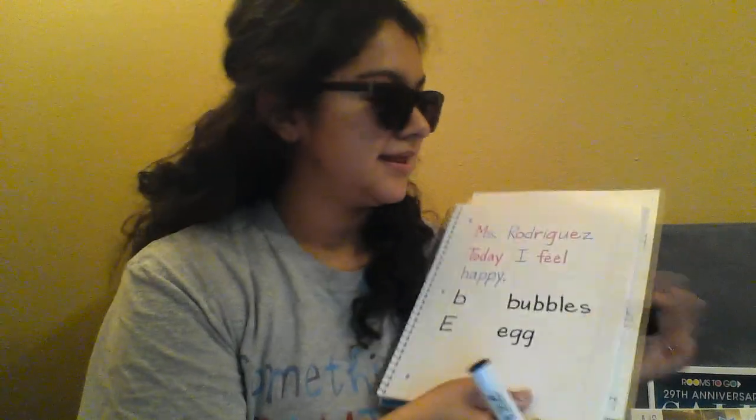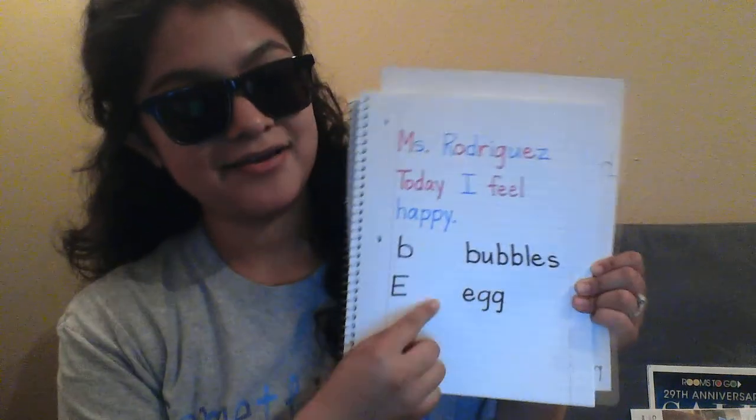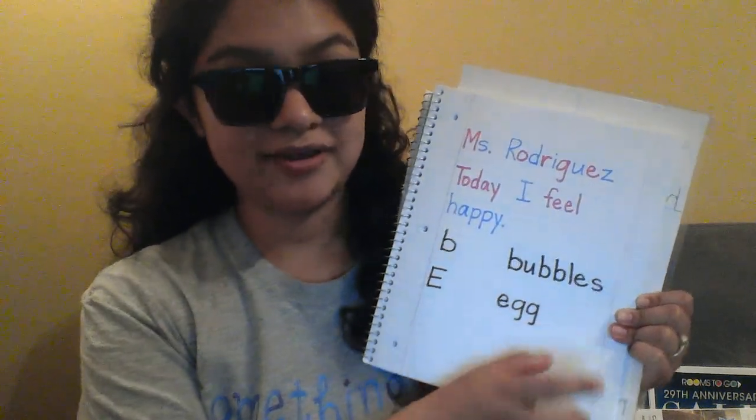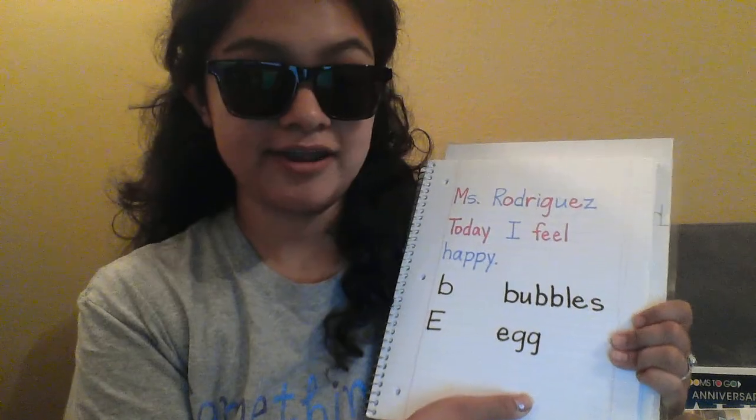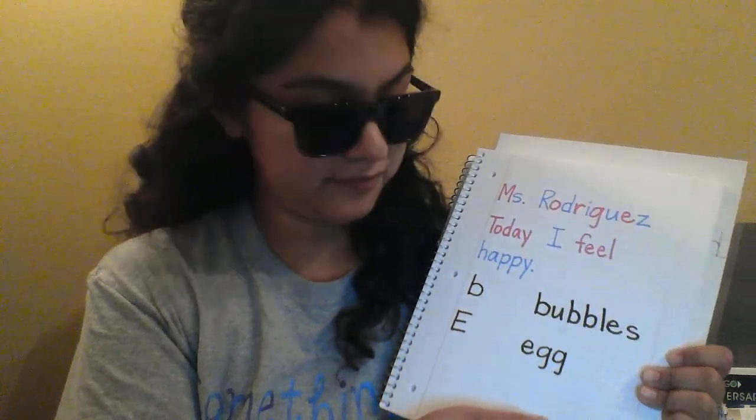Egg. Now it is your turn to pick two letters that you found in your paper that you were working with and come up with a word that begins with that letter. And then you need to, just like I showed you how, write down those two words that you came up with. It could be a real life word, or if you can't think of a real life word, then you can make up a silly word. Since today we're being silly with sunglasses, maybe we can make up some silly words too.